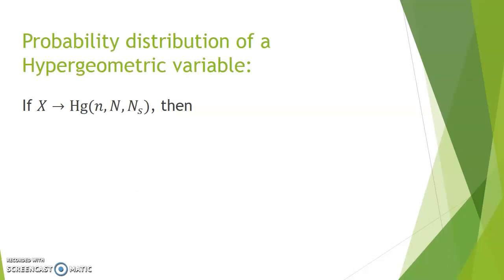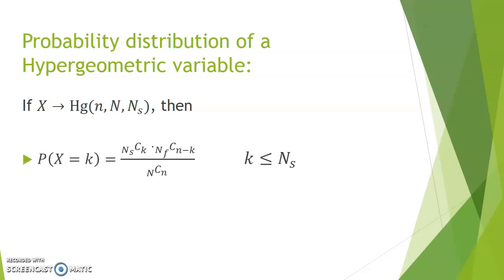Now, if it comes time to calculate the probability for a specific value of x, we also have a formula. So we are counting at the numerator the different number of ways to actually obtain k successes. In the first term, we are choosing from the ns successes in the population, k of them as being successes. The remaining selections, n minus k, must be selected from the failures. So the numerator is actually just a counting method. The denominator is the total number of ways of selecting n elements from the population.